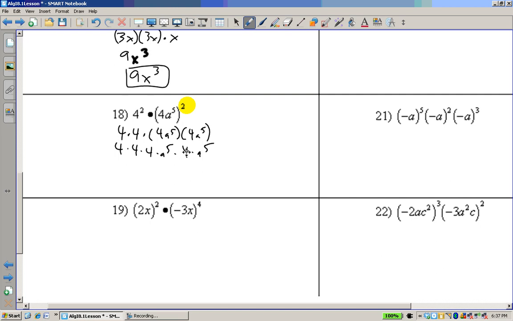So we have 1, 2, 3, 4 4's. We could actually do 4 to the 4th. We get 256. And then a to the 5th times a to the 5th. Well, that's a to the 5th plus 5 more a's, so that's going to be a to the 10th. Notice this is not 5a to the 5th raised to the 5th. This is a to the 5th times a to the 5th. Big difference.